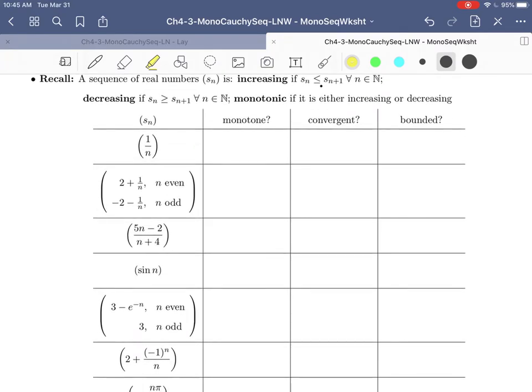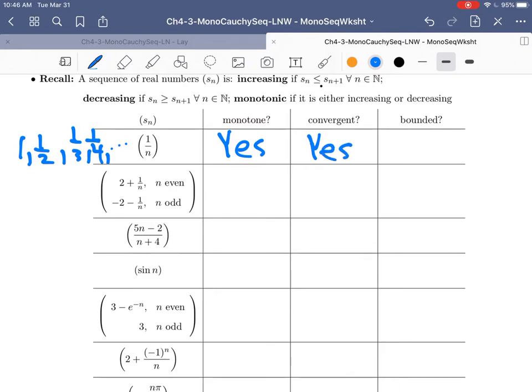All right, so let's look at this sequence right here. It's defined by 1 over n. When n is 1, we have 1. When n is 2, we have 1/2, then 1/3, then 1/4. As n gets bigger, our fraction is going to continue to get smaller. So it is decreasing. It is monotone. It is converging, getting closer and closer to 0. So yes, it is convergent.